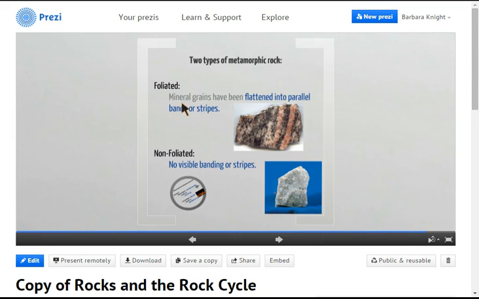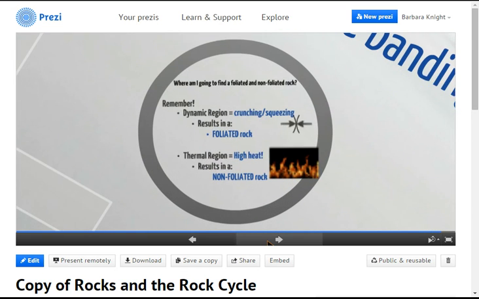In foliated metamorphic rocks, the mineral grains have been flattened into parallel bands or stripes. So you can see those different layers there. And so they've kind of been pushed together, and you can see the layering of the different mineral grains. So they're very visible, and this is foliated. Non-foliated is there's no visible stripes or banding in the metamorphic rock.